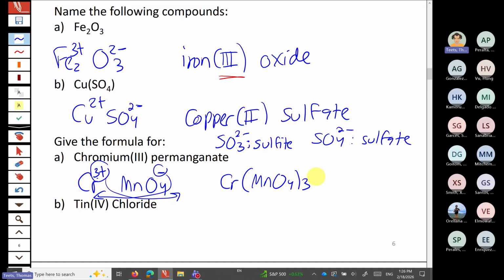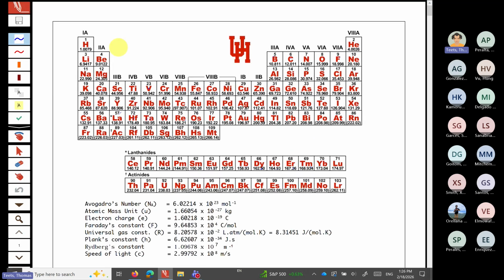All right, and then finally, tin 4 chloride. I think tin is beyond where we expect you to know. Yeah, it's number 50. So if you didn't remember that the symbol for tin is Sn, we would have given that to you in context.